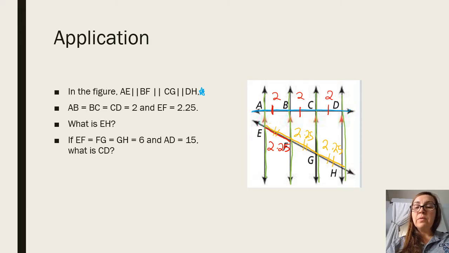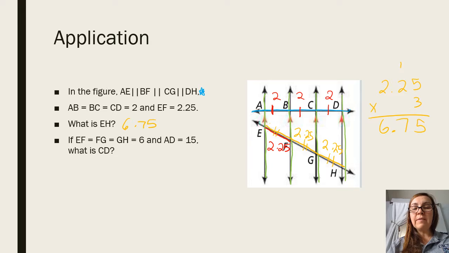And since they're all equal to 2.25, we can then add them up to get this entire length. So with 2.25, you can add it 3 times or you can multiply by 3 because there are 3 segments that are 2.25. There are 2 digits behind the decimal point, so EH is equal to 6.75.